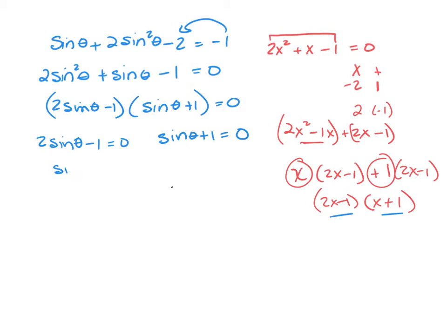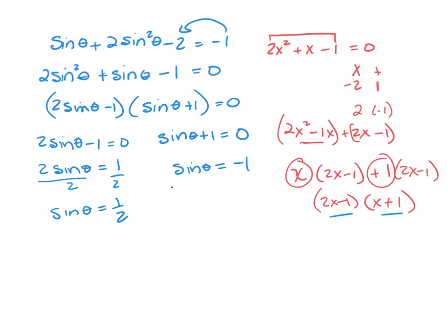So here it would be 2 sine of theta equals positive 1 when I move the 1 over, and then I divide by 2. Sine of theta equals 1/2. And there is no plus or minus here. We did not square root. So we're just leaving the sine alone. So over here it's just sine of theta equals negative 1.